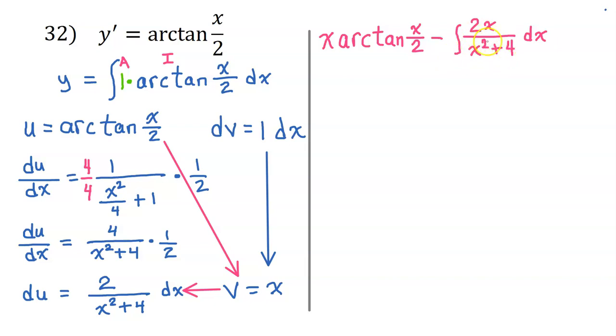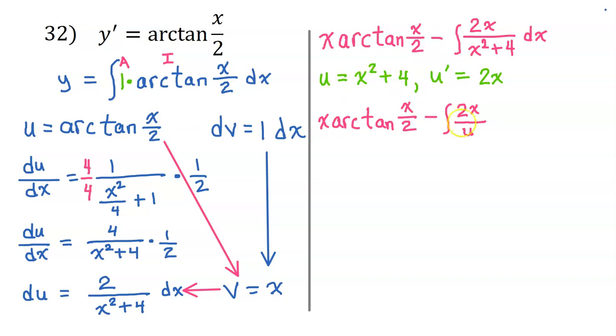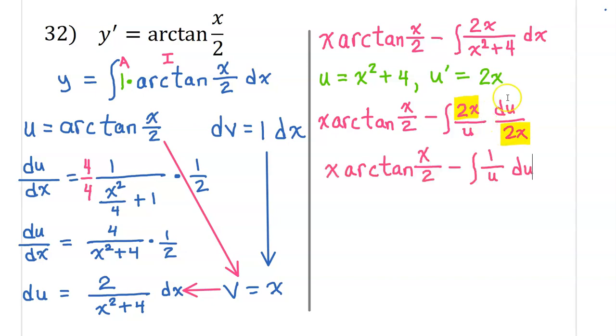We can find this integral by u substitution if we let u equal x squared plus 4, which means u prime will equal 2x. Doing the substitution gives us this, but instead of dx, we write du over u prime. In other words, du over 2x. But then we notice that the 2x and the other 2x cancel out. So now we have this.